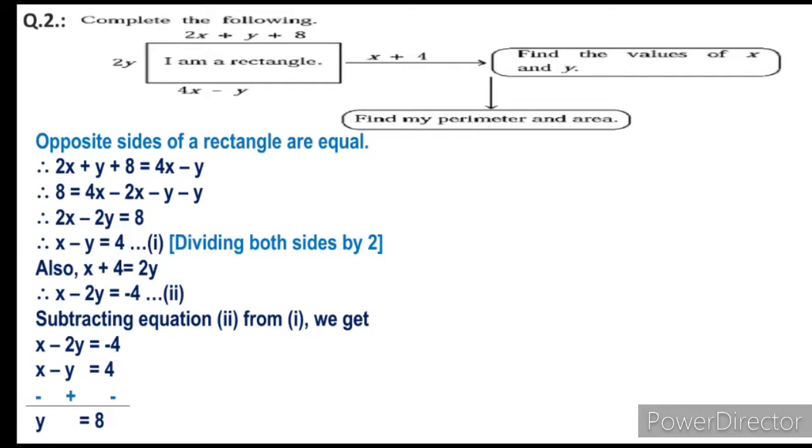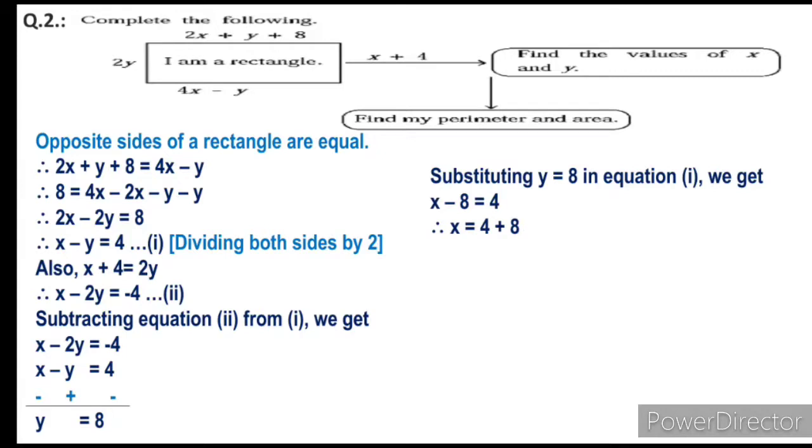Once you have the value of one variable, you can find the next variable by putting it in any of the other two equations. So substituting y equal to 8 in equation 1. First we have x minus y equal to 4. So in place of y we have written 8. Minus 8 will go to that side, it will become plus 8. Therefore x is equal to 12. So we have completed the first table, which was asking us to find the values of x and y.